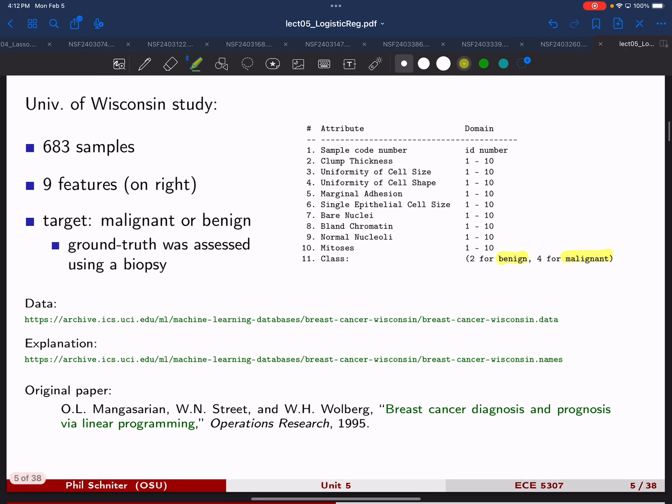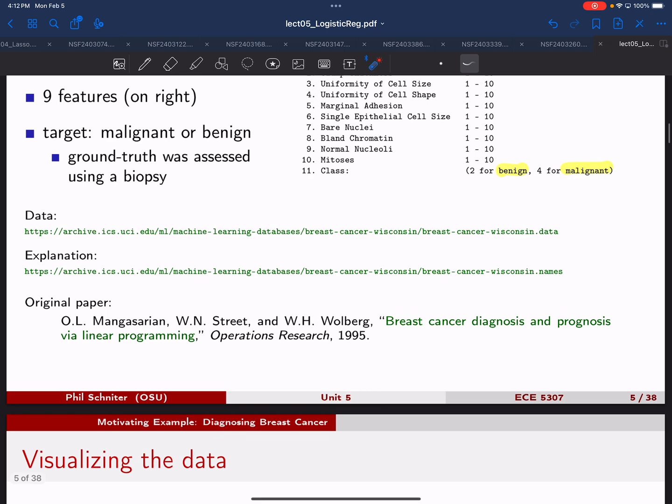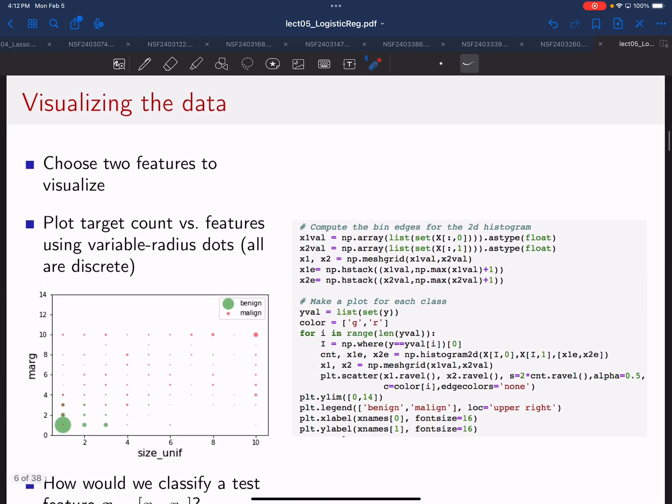For this particular data set, for some reason they use the numbers 2 and 4 to represent benign and malignant, but that's not really important. We can use any numbers we want as long as they're different because it's just two classes or two categories.